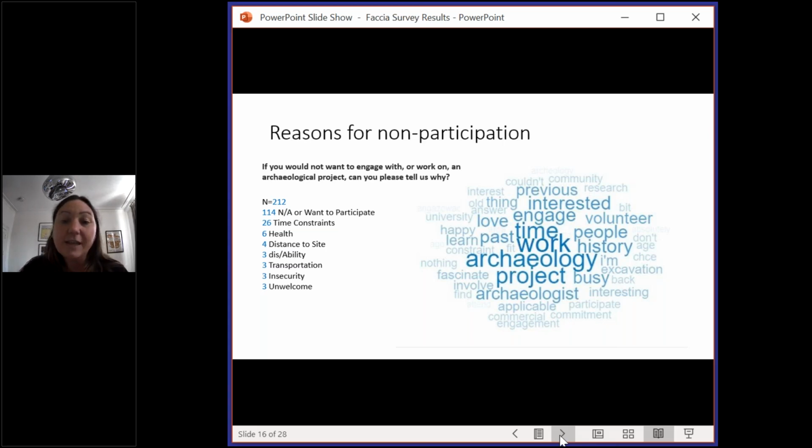So if you look at the word cloud again, there are a lot of positive words in there, like love, interested, engage, interesting. Now, for those individuals who said they might choose not to participate, the biggest reason was time constraints, and the biggest suggestion they had for mitigating that was offering flexible working hours for them to engage. Some people cited health reasons. For example, older people felt like they might not be as physically able to engage, and those who cited having disabilities were concerned that their needs wouldn't necessarily be considered for engagement.